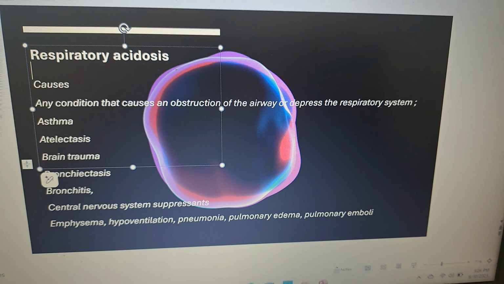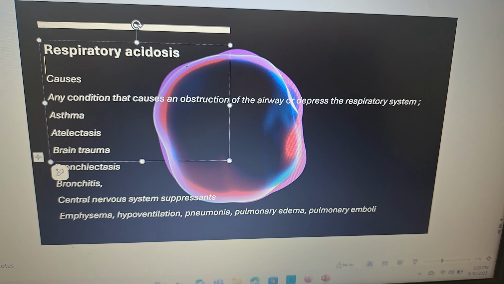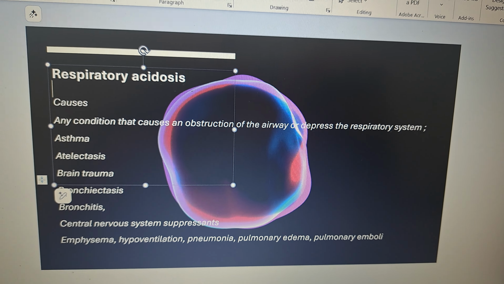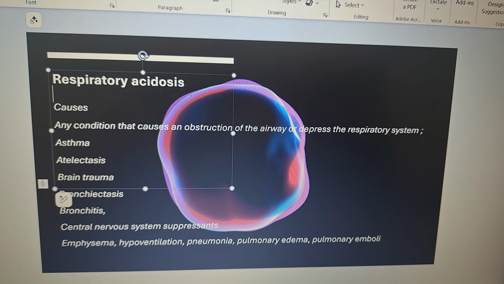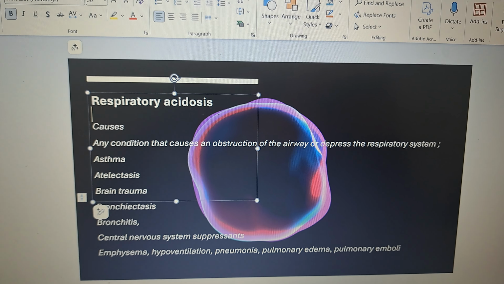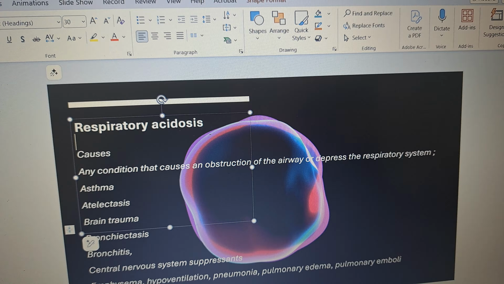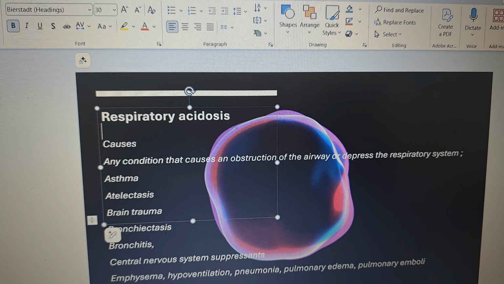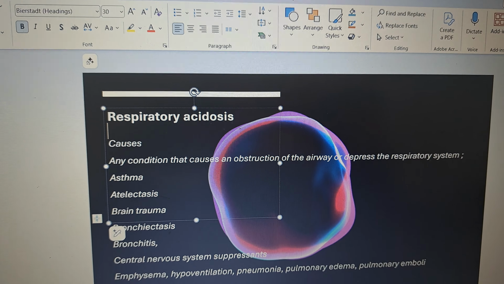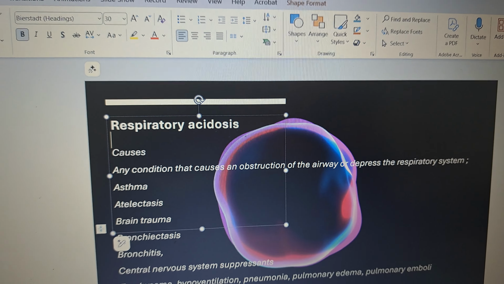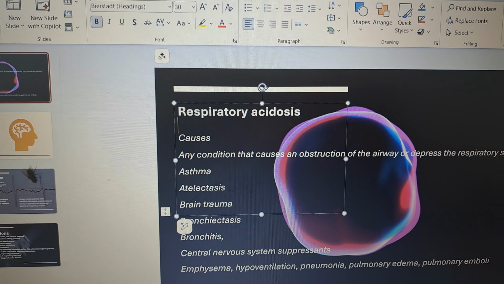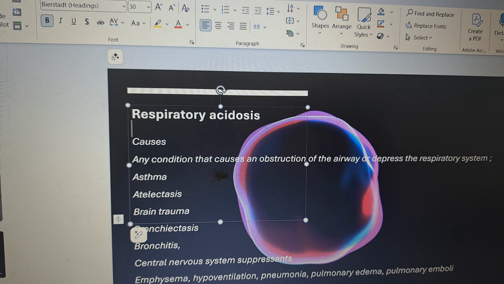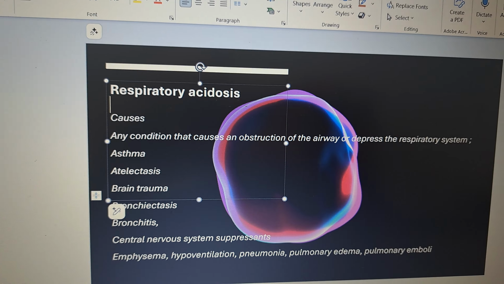The causes of respiratory acidosis: any condition that causes obstruction of the airway or depression of the respiratory system can lead to respiratory acidosis. The main conditions are, the first one is asthma. So what happens in asthma? In asthma, there are spasms that result from allergens or irritants or even emotions. This spasm causes the smooth muscles of the bronchioles to constrict. Due to the constriction, there is ineffective gas exchange.